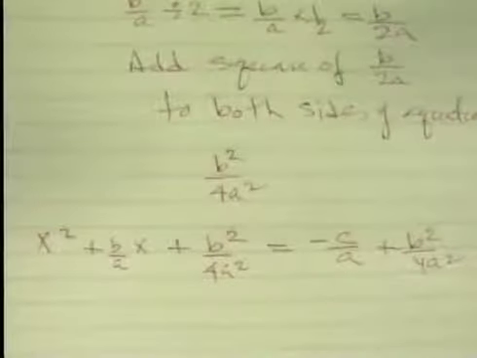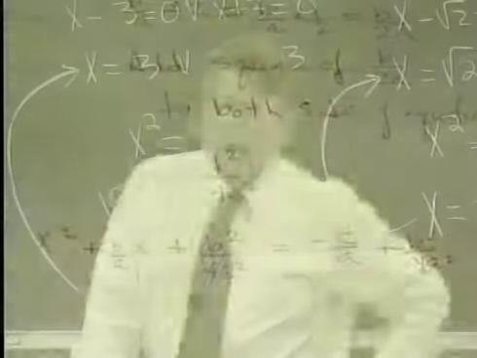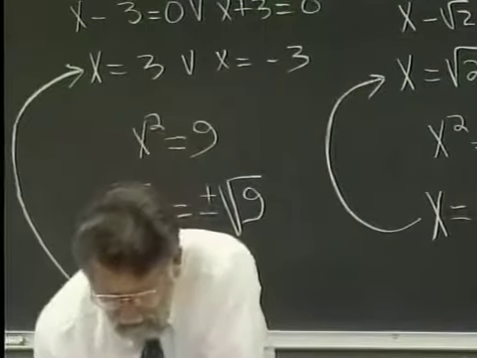Now that is adding b squared over 4a squared to both sides. Now from then on, nothing new happens. All I'm doing is rewriting the form on both sides. Okay, so the left side we're going to write as a binomial squared. So let's come off there. The left side I'm going to write in the following way.